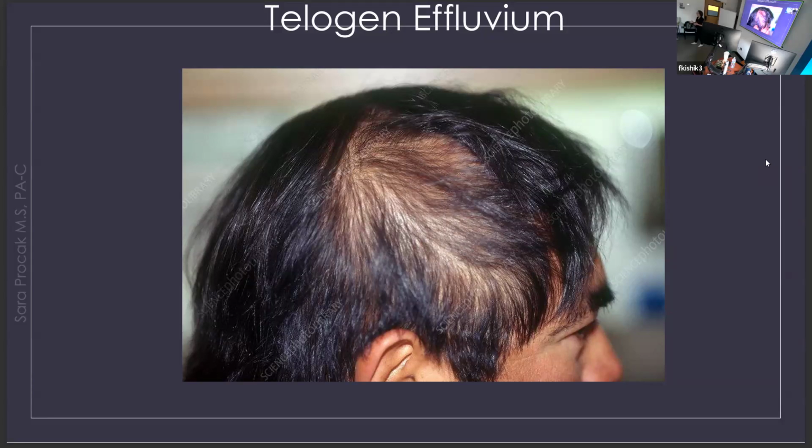So these are patients who are certainly going to come in very anxious about their hair loss. They're going to have diffuse hair loss throughout their scalp. Now, telogen effluvium usually occurs after a shock to the body. This could be an illness, or a trauma. Sometimes this happens after pregnancy.